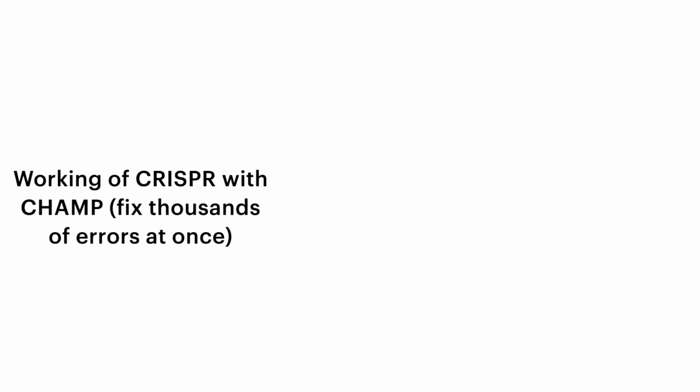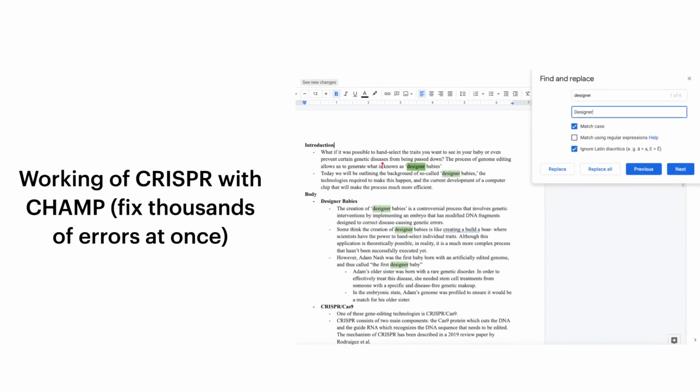With CHAMP, it is possible for CRISPR to fix thousands of errors at once with exponentially less error, whereas beforehand you had to manually find the specific sequence error.